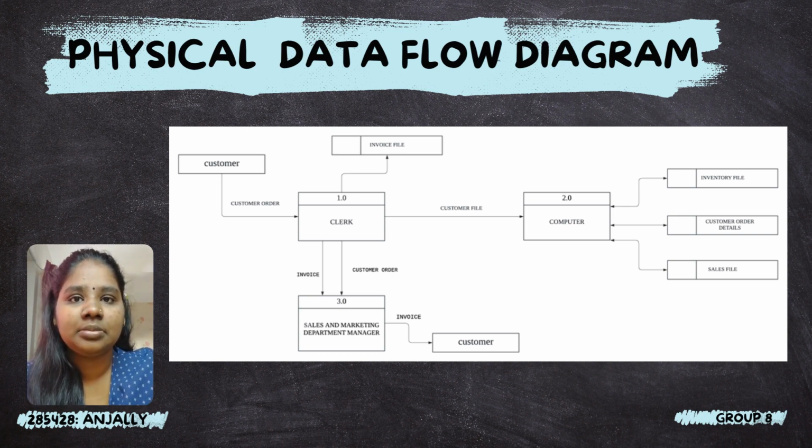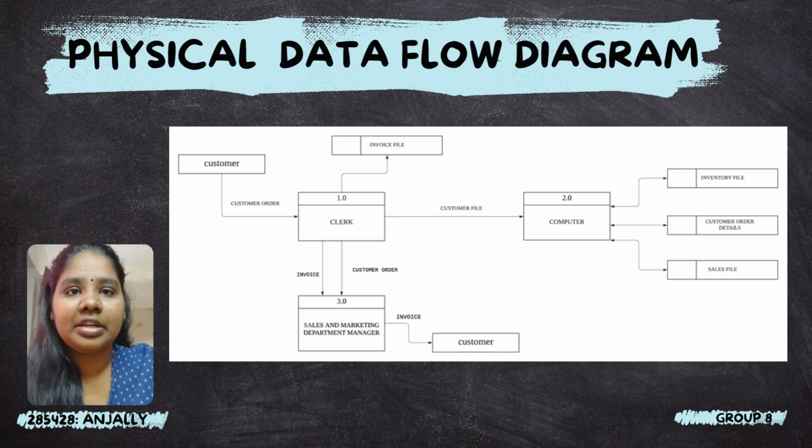Next, the customer order details are then stored in the sales file, which keeps track of all sales transactions. Next, the sales and marketing department, represented as 3.0 in the diagram, creates an invoice from the customer order. This invoice is a document that outlines the customer order and the total cost. Finally, the invoice is sent to the customer, completing the order process.